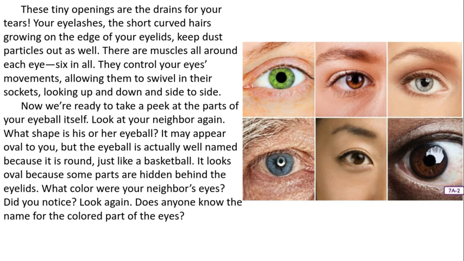It may appear oval to you, but the eyeball is actually well named because it is round, just like a basketball. It looks oval because some parts are hidden behind the eyelids. What color are your eyes? Did you notice when you looked? Look at it again. Does anyone know the name of the colored parts of the eyes?